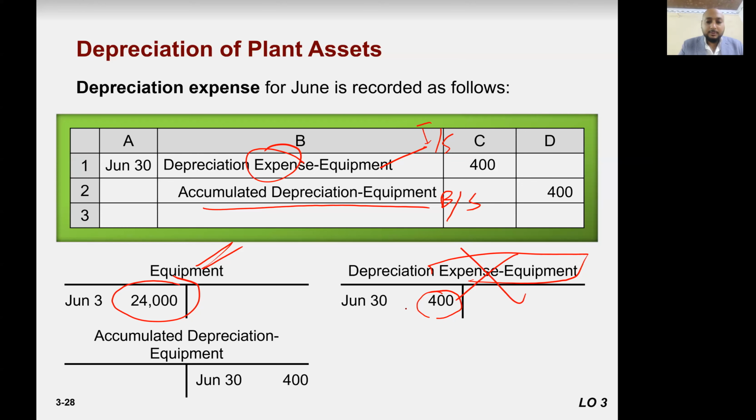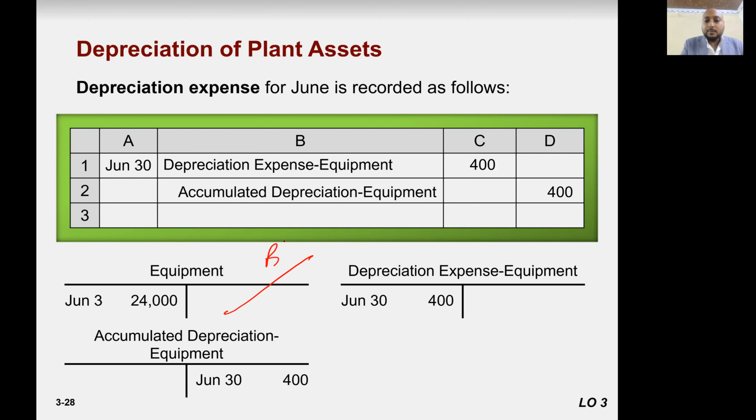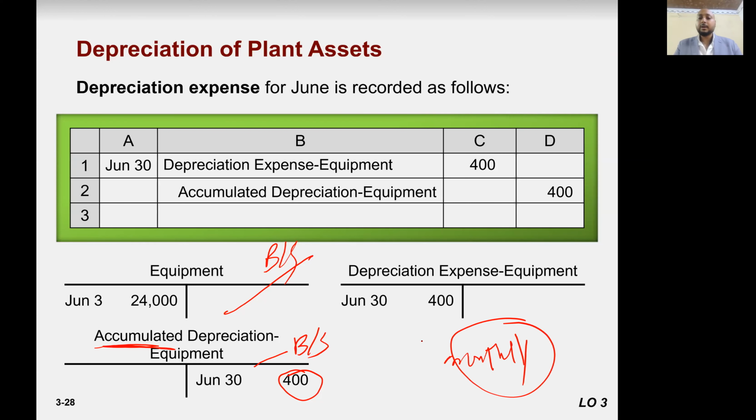Sorry, not this one. This is accumulated depreciation. So we also see this on the balance sheet. So how much have we used this asset? Only 400. And we see that 400 is the monthly depreciation. So it means this is relatively new equipment and we have only used it for one month. And total cost, we purchased it for 24,000.